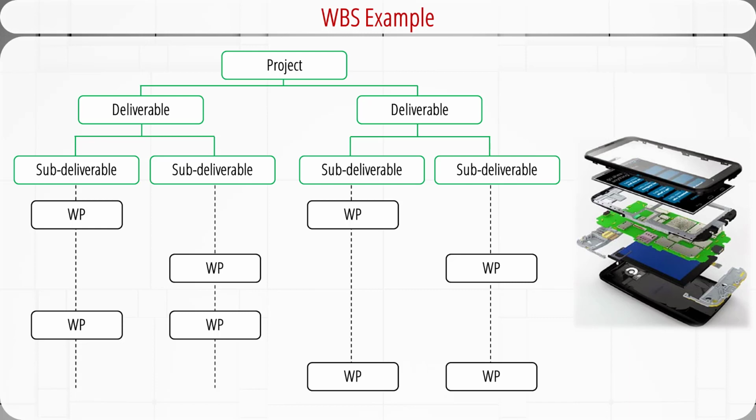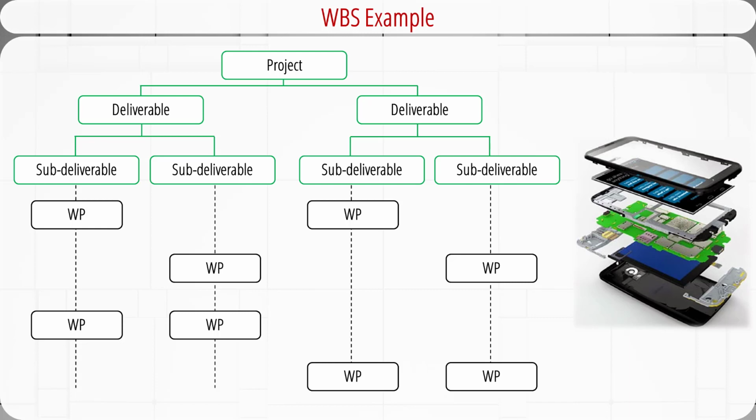Now in this example, this project is to develop a smartphone. Major deliverables could be the phone's hardware and its software. Under hardware, we may have sub-deliverables like the cameras, the battery, the touch screen, the CPU, the memory, the antenna, etc. Under software, we may have sub-deliverables like the operating system and apps.